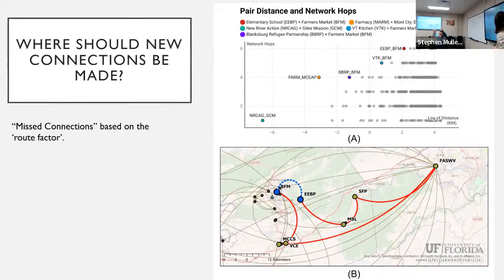We have our log of distance here between each pair of points in our network, and then over here are the network hops, so the degrees of separation to get from each other. And then we found out that for this example, the elementary school and the farmers market, here's the Blacksburg Farmers Market, and here's the elementary school, didn't have connections in common. They were separated by 6 degrees. So they weren't even affiliated with the same number of people.